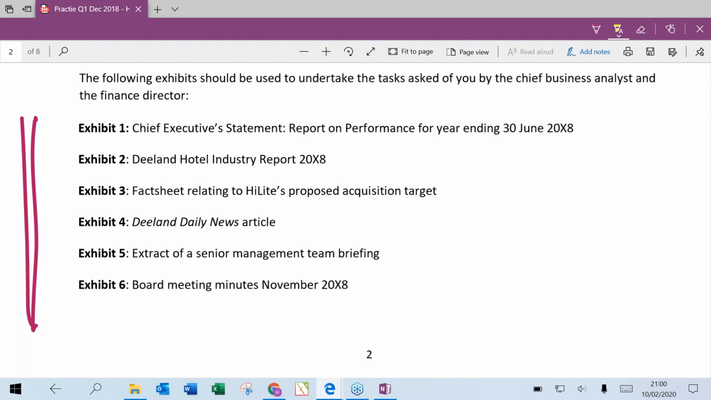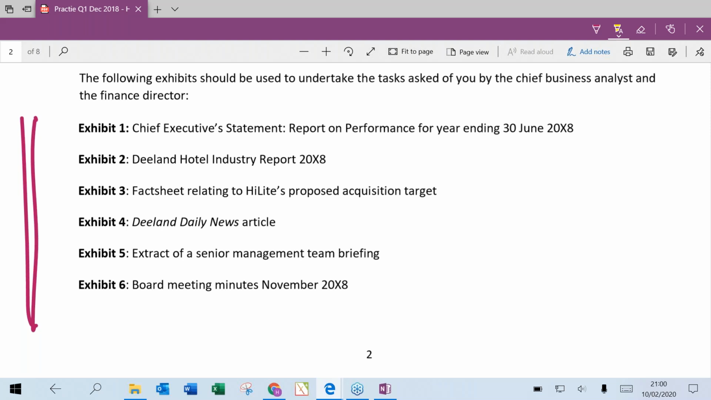D-Land's hotel industry, I think it's a specific report exhibit. It might get used in maybe one requirement. I'm not sure. Fact sheet relating to highlight proposed acquisition target. Can you guess, would this exhibit be 1 to 1 or could it be used in many questions? I think the fact sheet relating to the proposed acquisition target is a very specific exhibit. So I believe this will be a 1 to 1 exhibit. And by 1 to 1, I mean that this exhibit will pertain to one particular question.